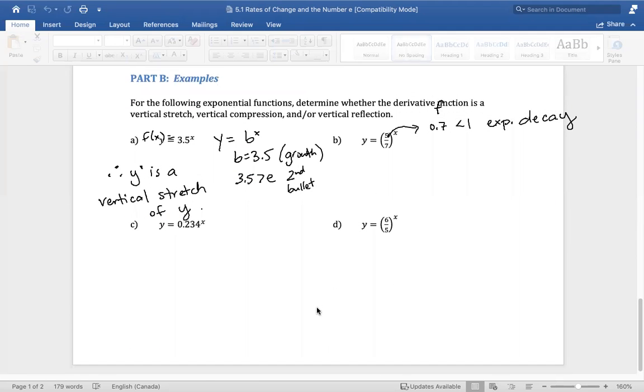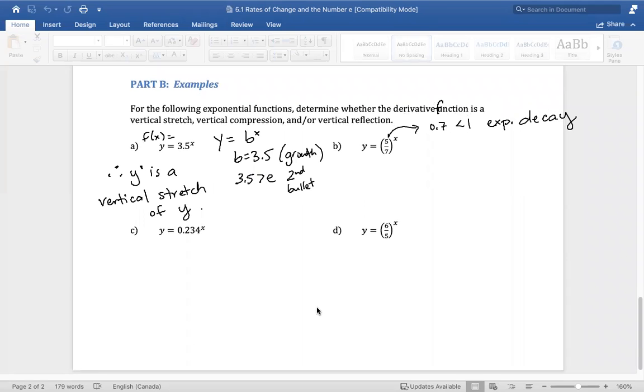Okay, so going back here. So we said exponential decay. We said 0.7 was the second bullet, just pointing that out from the decay section. So that's the second bullet. So then again, because I have y here, I'll say the derivative y prime is a vertical compression and a reflection of y.